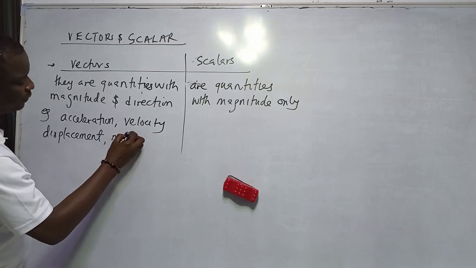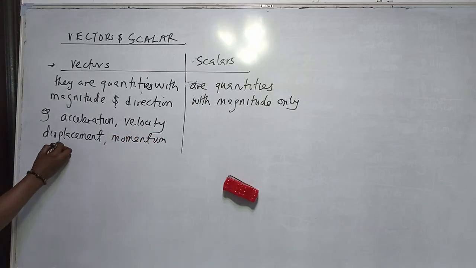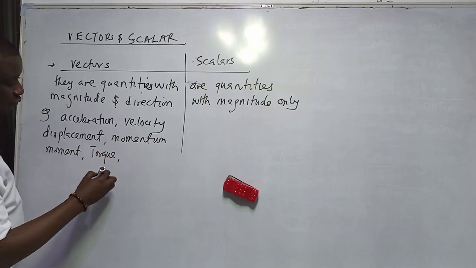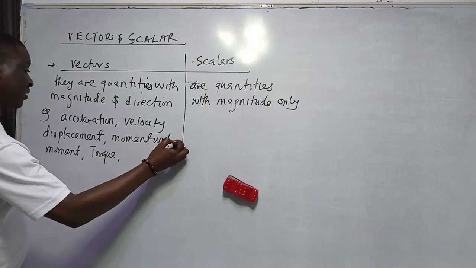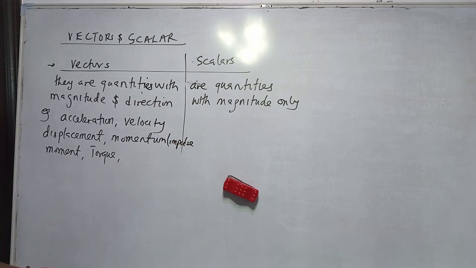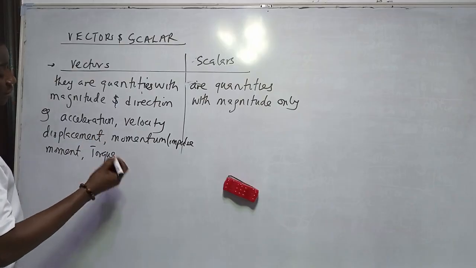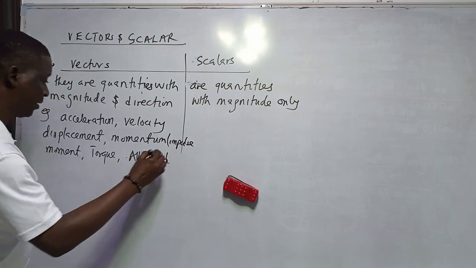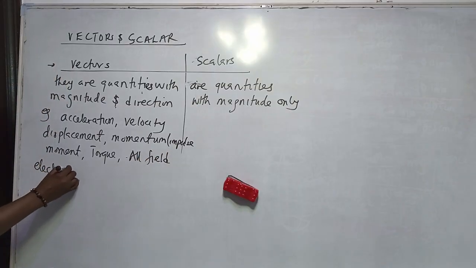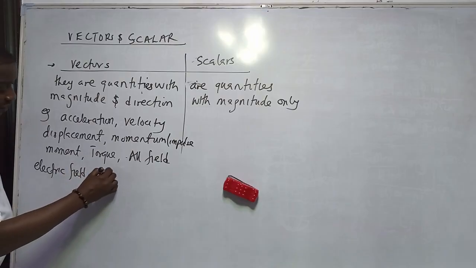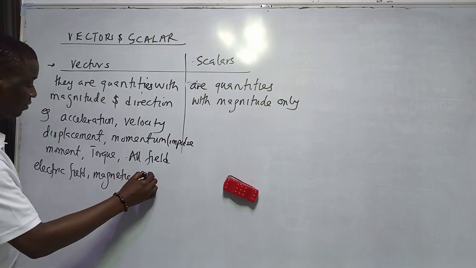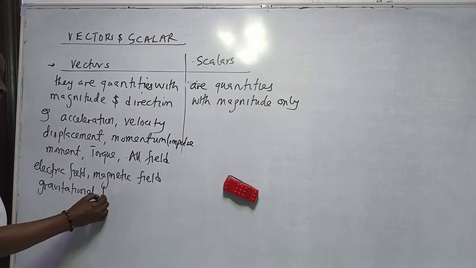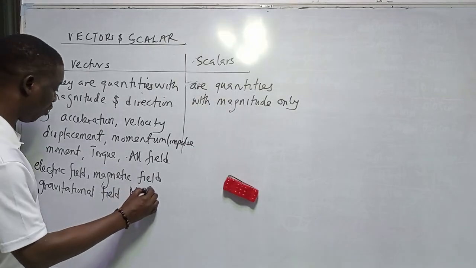Now we have what? Momentum, torque. Impulse and momentum are the same thing. So in case you see impulse in an exam, they are writing the same thing. Then we have what? Electric field. All fields are vector. Maybe electric field, magnetic field, gravitational field are vector. Then all forces are vector. All forces.